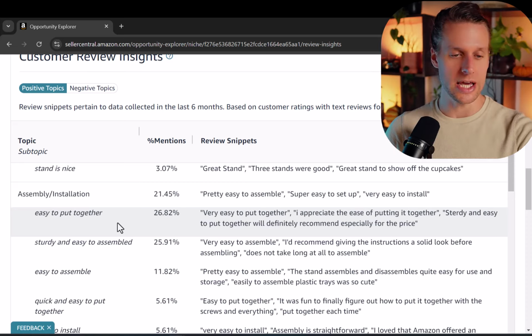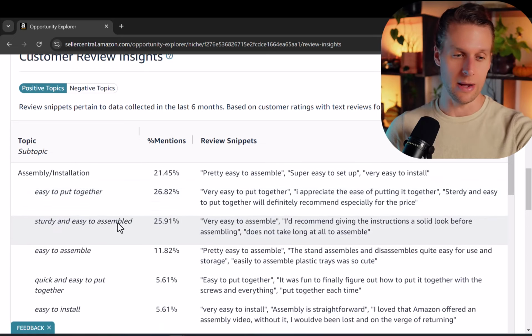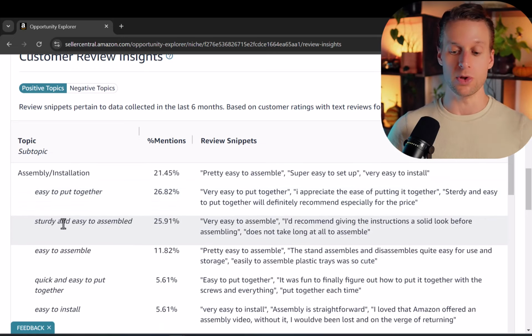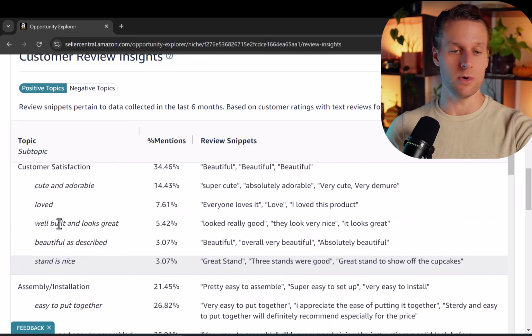Okay, sturdy and easy to assemble. So that word sturdy, that's super important. So people don't want ones that'll easily break or fall apart or whatever. And this is important. So we might see if we looked at page 1 of Amazon search results that a bunch of them are cheap, direct from factory, unbranded products. And this is our chance to develop one that's totally different. But this isn't even the most valuable insights.